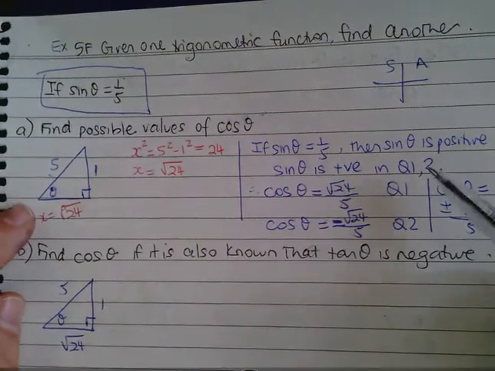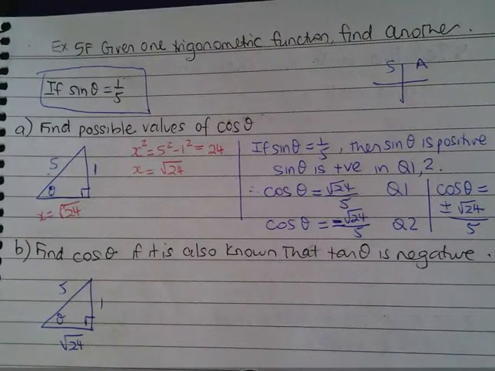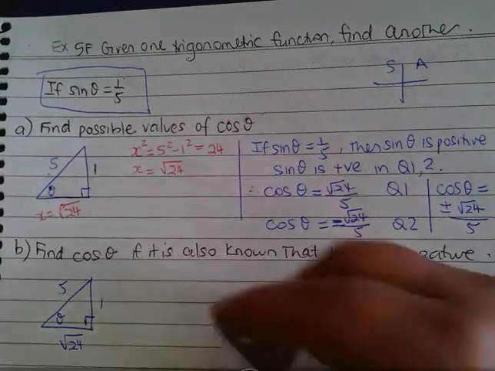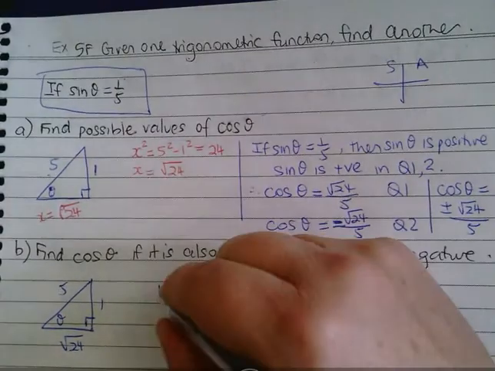So that's part 1, two possible answers, all right? But part B is different. It says, find cos theta if it is also known that tan theta is negative. So when they tell you that tan theta is negative, they're trying to give you the location of the quadrants.